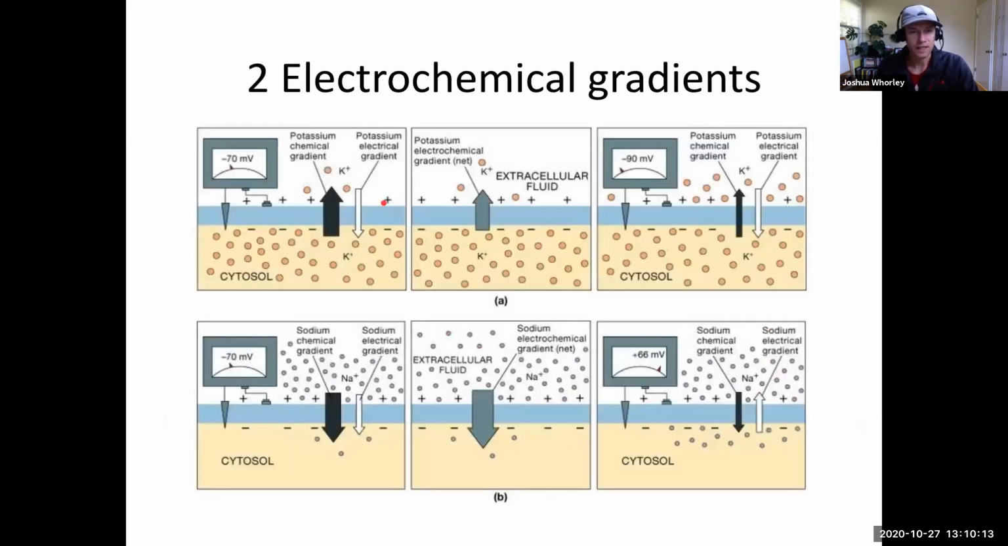So here again is a different view of those electrochemical gradients, where you can see there's a lot of potassium inside, and not much outside, right? So we have a large chemical gradient this way, and a modest potassium gradient this way, but that's kind of buffered by a potassium electrical gradient, right?